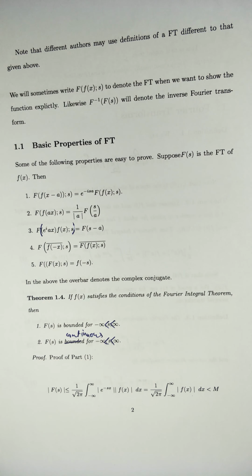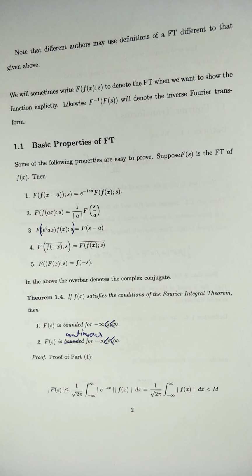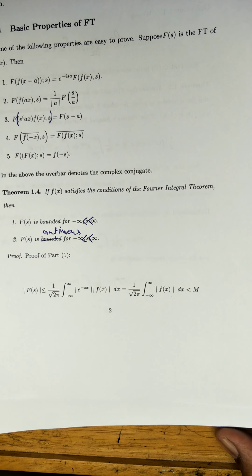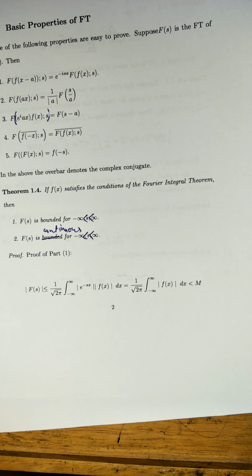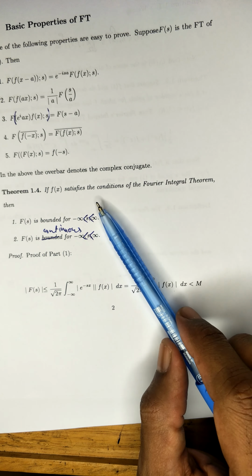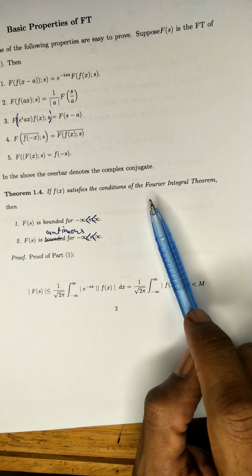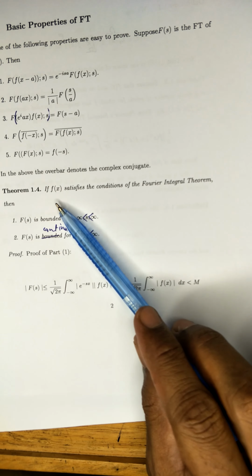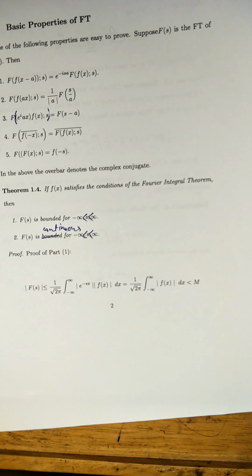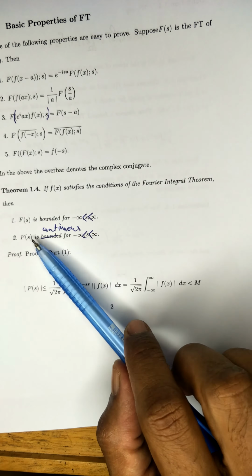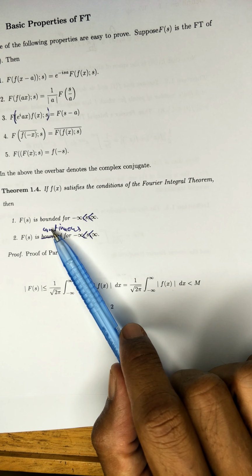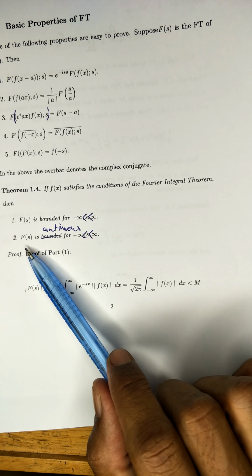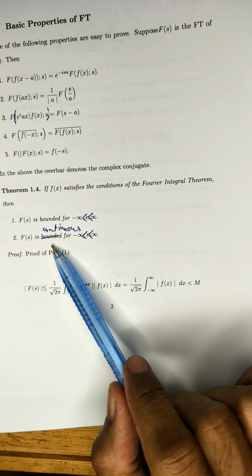Okay, so that's the first property, and the rest you can prove by yourself. Now let's go to the first theorem on the Fourier transform. If f(x) satisfies the conditions of the Fourier integral theorem, which means f(x) is continuous, bounded, and so on and so forth, then the Fourier transform of f(x) is bounded for all s, and F(s) is continuous. Again, typing error there.